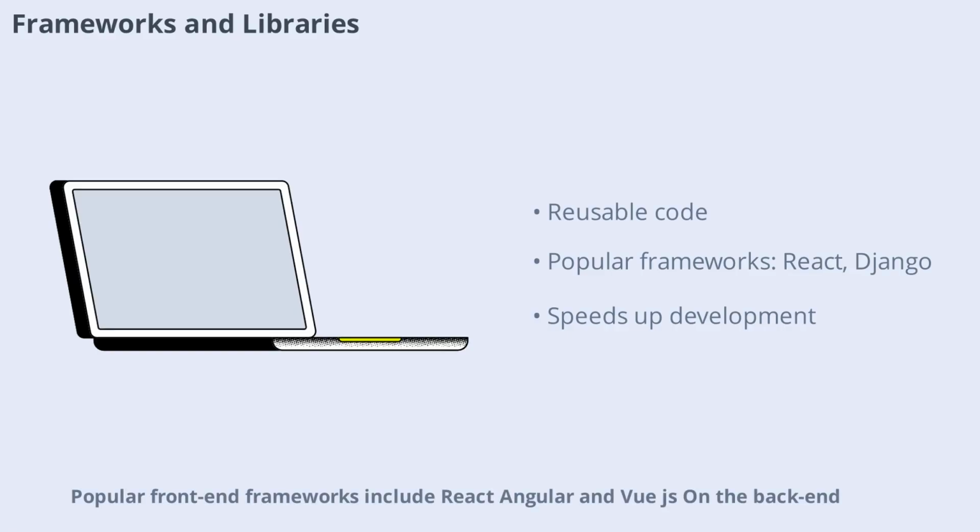On the back-end, developers use Express, Django, and Laravel. Libraries like jQuery and Lodash simplify common tasks. Using these tools helps teams build robust applications faster.